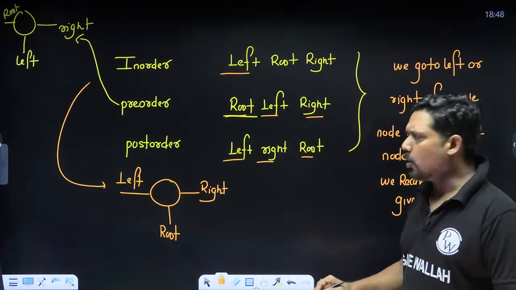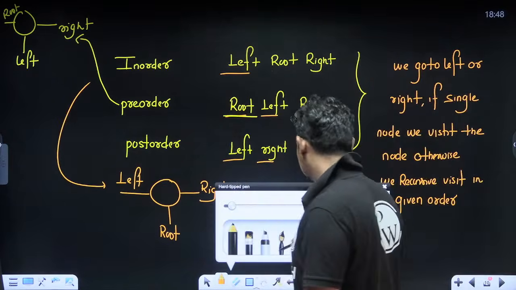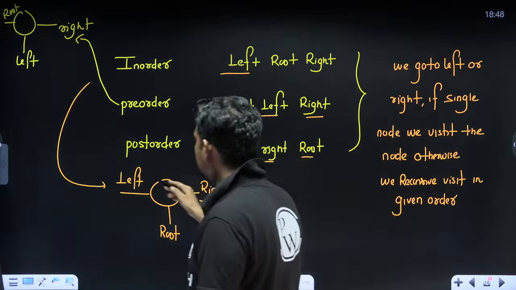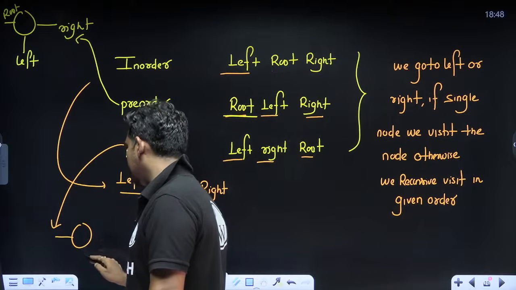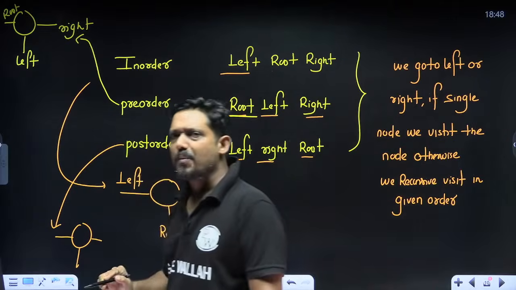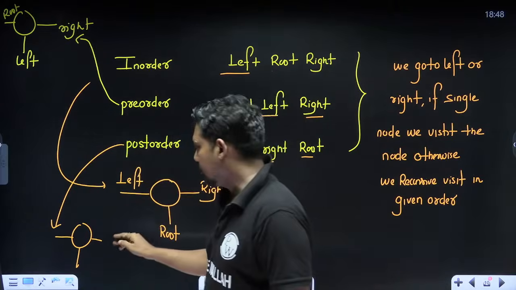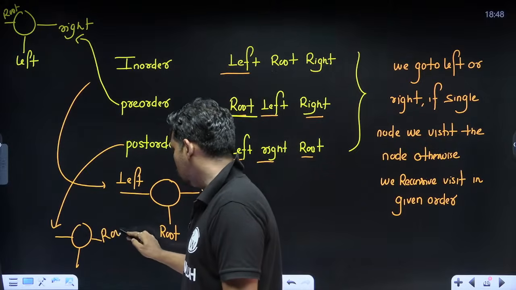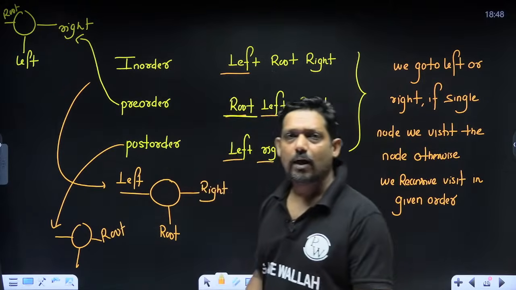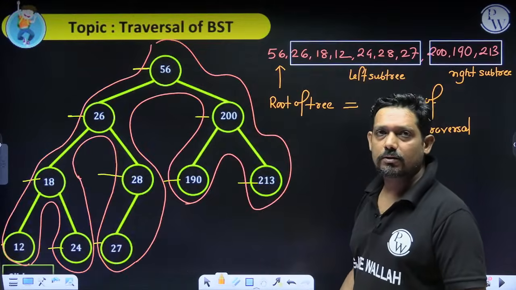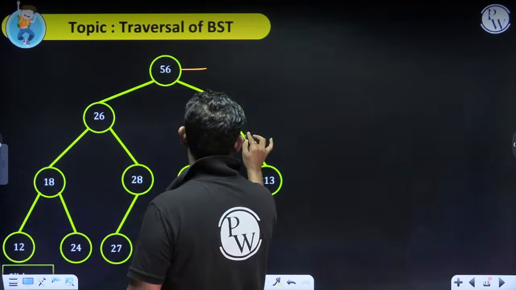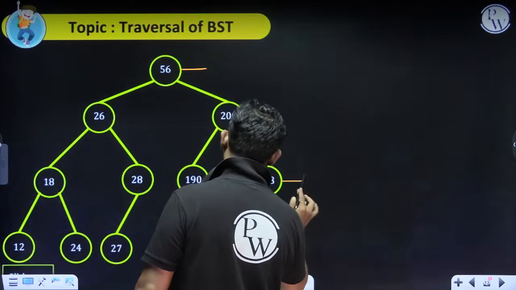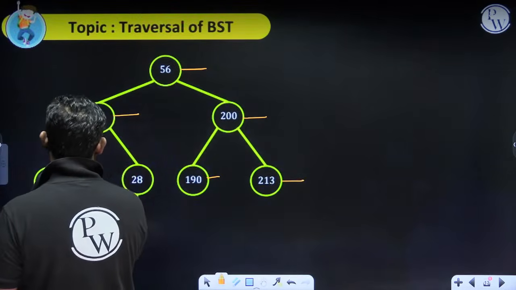The last traversal is the postorder traversal, and postorder traversal says left, right and root. Where is my root? Now you are going to answer me this question: what is the postorder traversal of this? This is the root part, this is the root part, this is the root part.